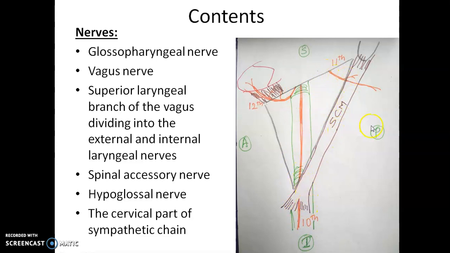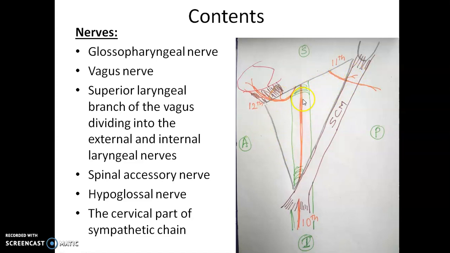Next, after the 10th comes the 11th, the spinal accessory nerve. It supplies the sternocleidomastoid and trapezius, so it has to go behind to supply one more muscle. What is that muscle? Trapezius. So it's supplying the sternocleidomastoid, the 11th cranial nerve. Then one more nerve goes forward because it has to supply the muscles of the tongue. That nerve is the 12th cranial nerve, or the hypoglossal nerve. So this is the 10th, 11th, 12th. All these 3 cranial nerves are present in the carotid triangle.